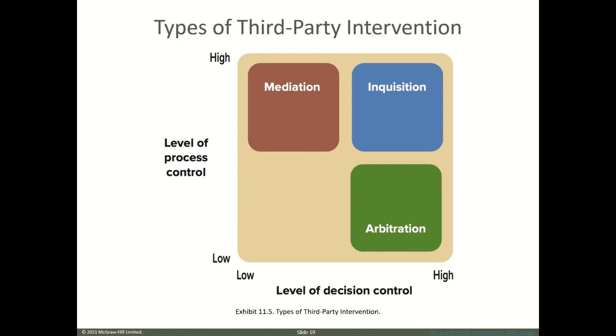Now, if you talk about the types of third party intervention, if there is a conflict, then third party intervention is required to resolve it. It is any attempt by a relatively neutral person, not from one department or the other department. No, that is a neutral person from outside, to help the conflicting parties resolve their differences. So this is one approach. Third party intervention can be classified by the level of control over the process and control over the decision. So this is the level of process control and level of decision control.